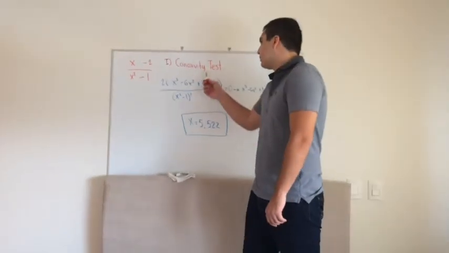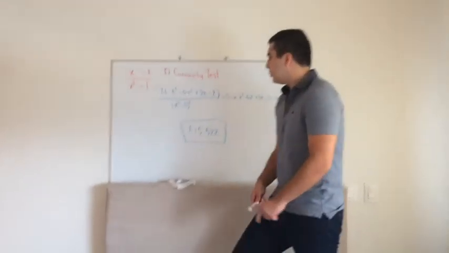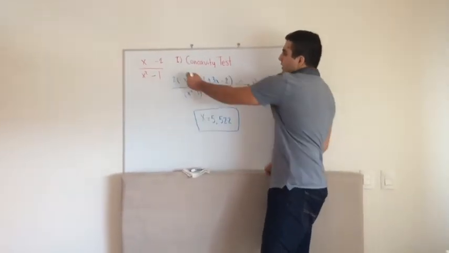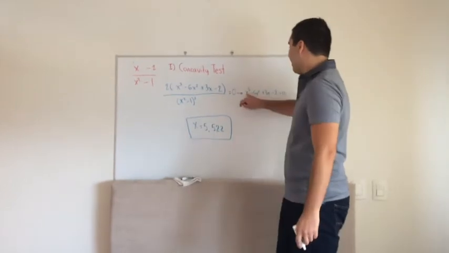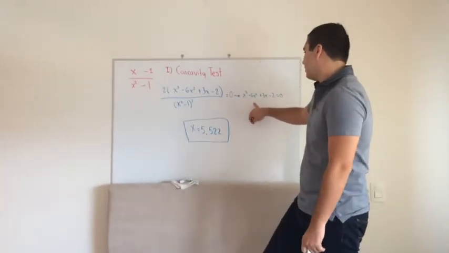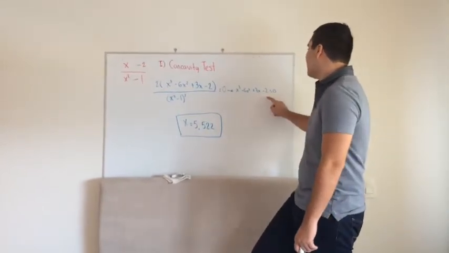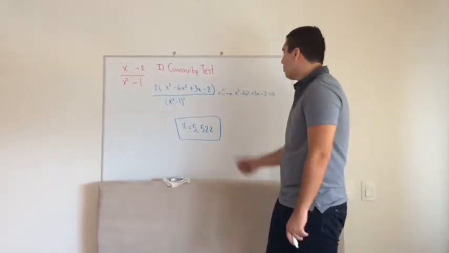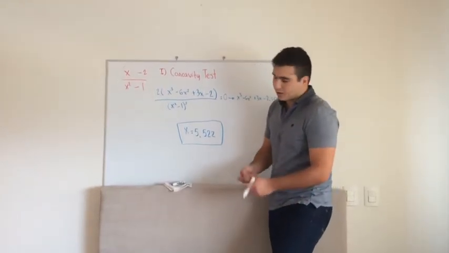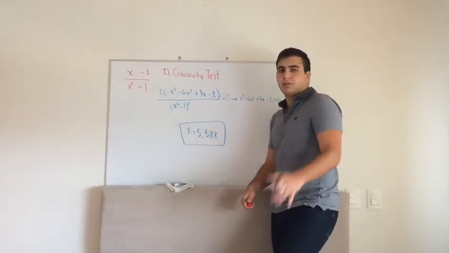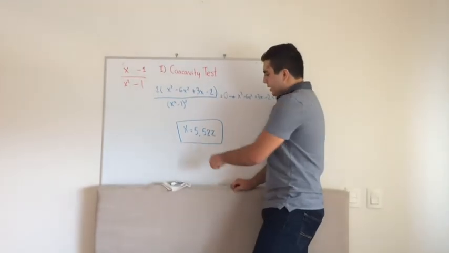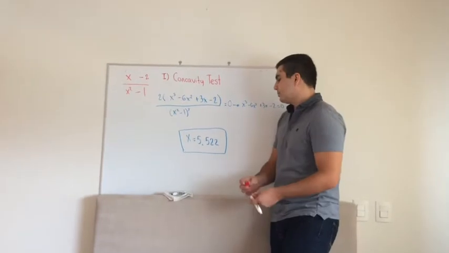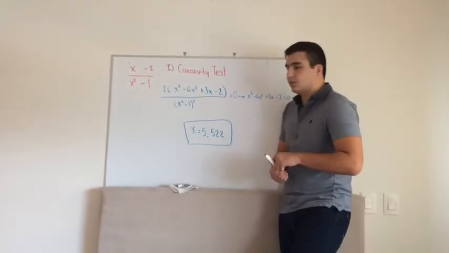The next part is the concavity test. So if we get the second derivative, that is this one, we only have to use the part that is inside. So we use x cubed minus 6x squared plus 3x minus 2. All of this is equal to 0. So in the calculator, we put this function. We apply the cubic function, and we have as a result this, 5.522.